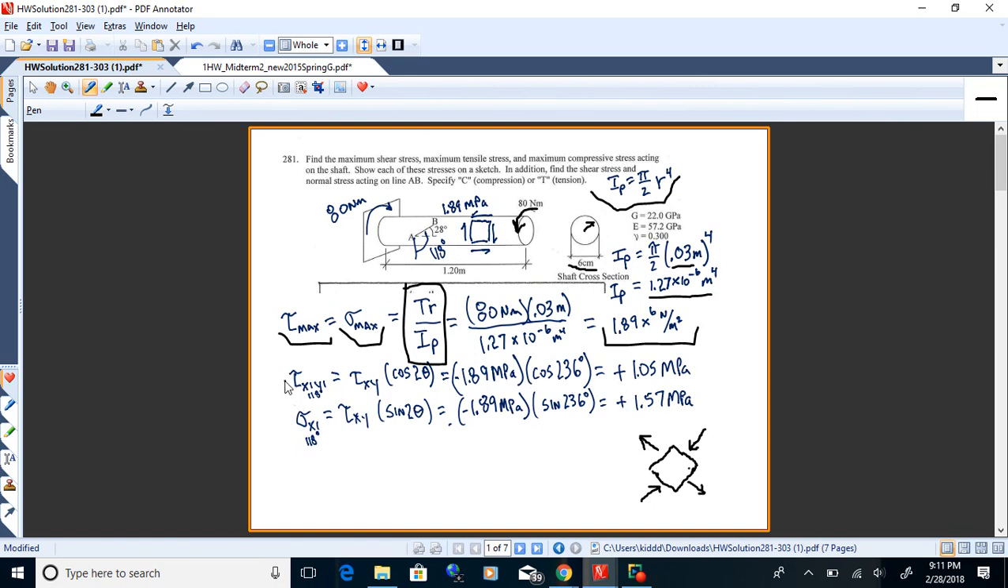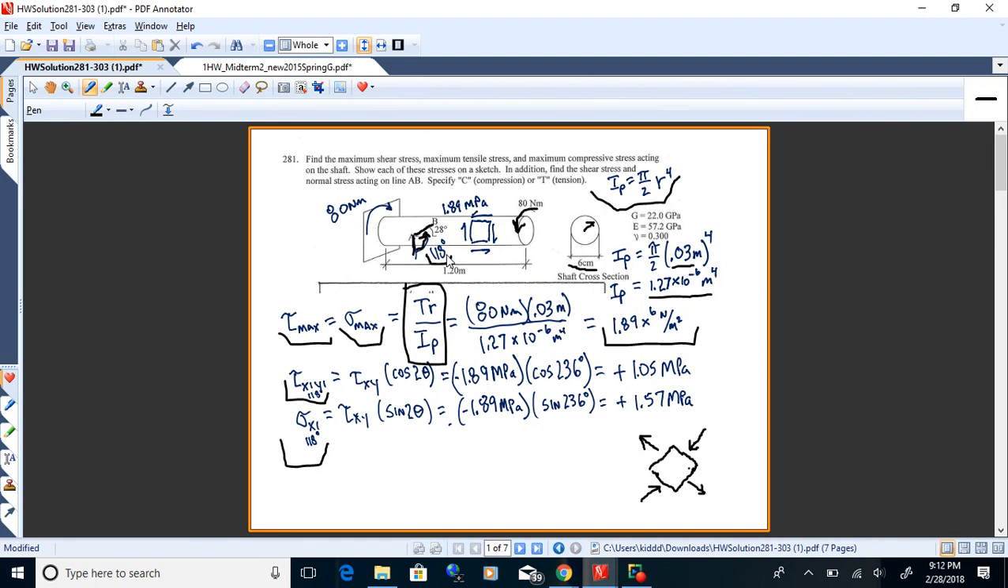Okay, now I can also find the stresses on that plane, AB, both shear and normal. Now to do that, I need to get the angle that I use to calculate stress, and that's from the vertical plane, measured positive counterclockwise. So that would be 28 and 90 makes 118. So that's the angle that you'd use in the formulas.